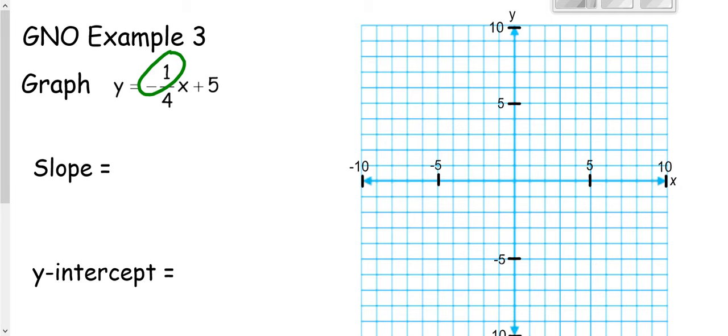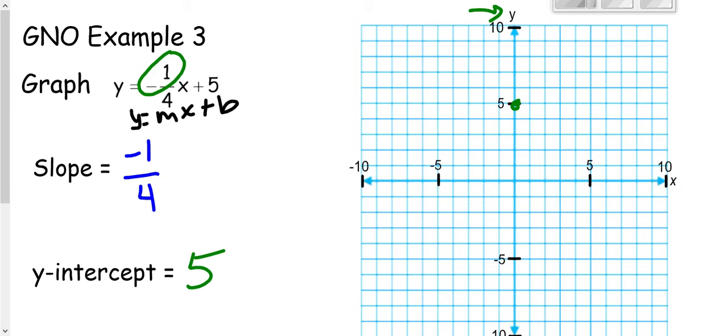All right? So now, when we write our y equals mx plus b, what is my slope? It's a -1 over 4. And what's my y-intercept? It's 5. So where am I going to start? Do I go up 5? Do I go right 5? Do I go down 5? Do I go left 5? I'm going to go up 5. It's a y-intercept, remember? So we've got to be at the y-axis.